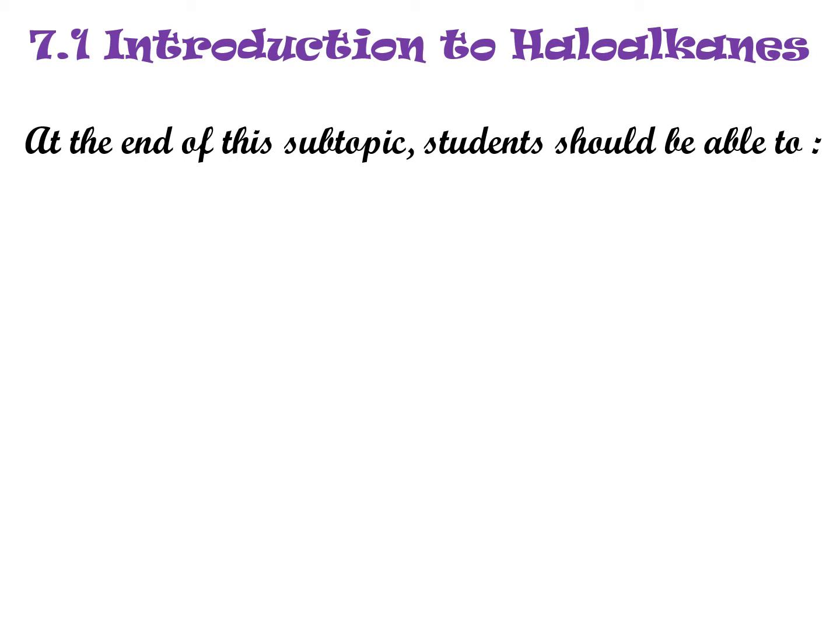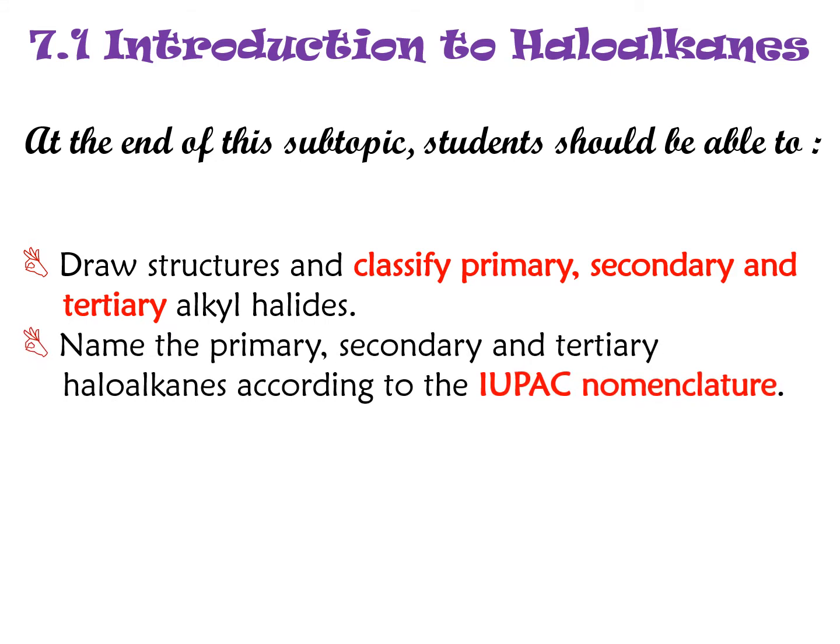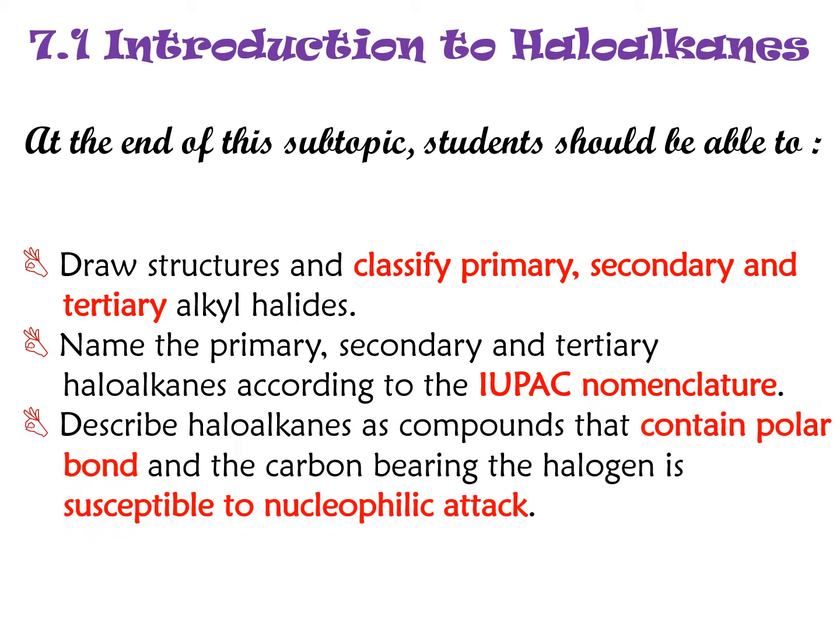At the end of this subtopic, students should be able to: 1. Draw structures and classify primary, secondary, and tertiary alkyl halides. 2. Name the primary, secondary, and tertiary haloalkanes according to the IUPAC nomenclature. 3. Describe haloalkanes as compounds that contain a polar bond, and the carbon bearing the halogen is susceptible to nucleophilic attack.